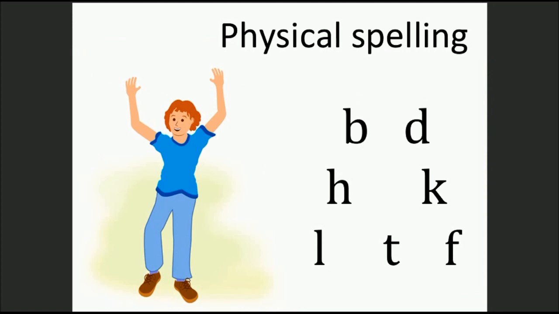And here we go. 1, 2, 3. D, O, G. Easy, yeah? Did you all get it right? Raised arms for D, folded arms for O, arms down by your sides for G. A nice simple example.